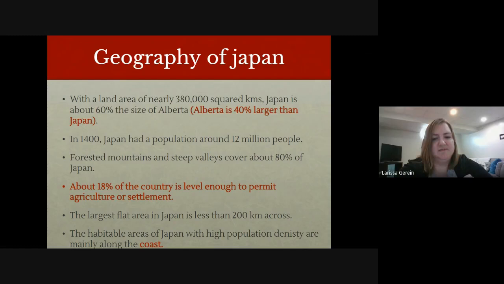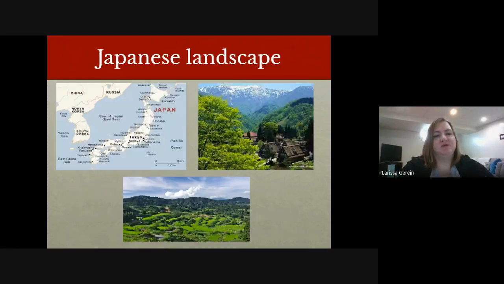The largest flat area in Japan is less than 200 kilometers across. The habitable areas of Japan with high population density are mainly along the coast. So here are some pictures of the landscape. You can see we had looked at the islands of Japan. You can see Tokyo there, of course, is the capital of Japan, located right on the coast.